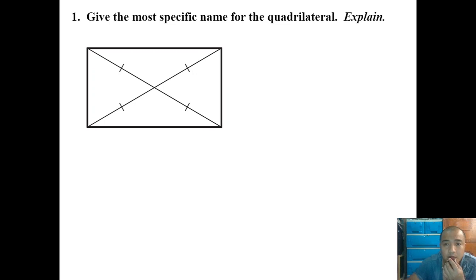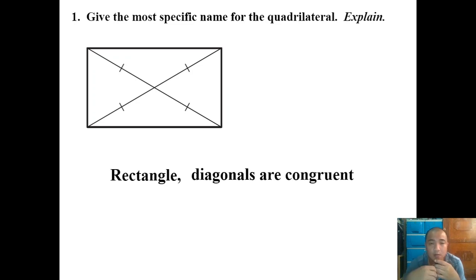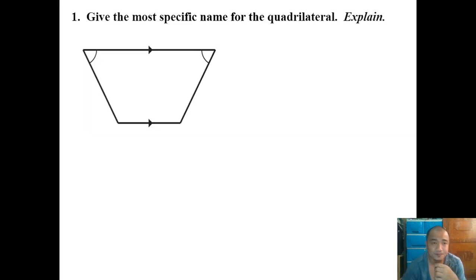Give the most specific name for the quadrilateral. What do you think is the name for this quadrilateral here in the figure? The answer is a rectangle. Why? Because the diagonals are congruent. At the same time, all the angles are 90 degrees, or all the angles are right angles. That's what we call a rectangle.